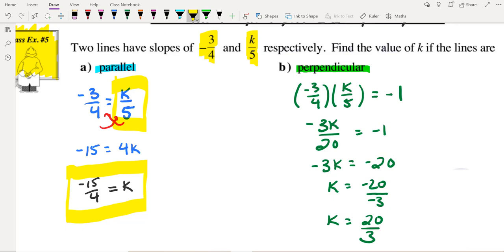In the perpendicular situation, we collect our terms and we end up with -3k over 20 is equal to -1, right? So we just need to solve for k. We bring up the 20 to the other side, then we divide by -3, and we end up with k is equal to 20 over 3.